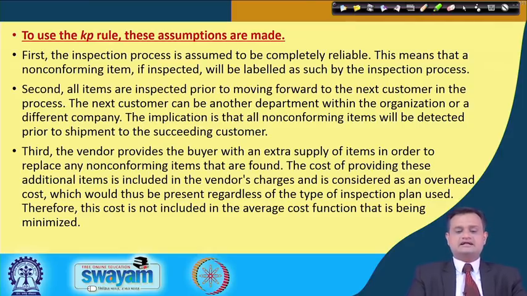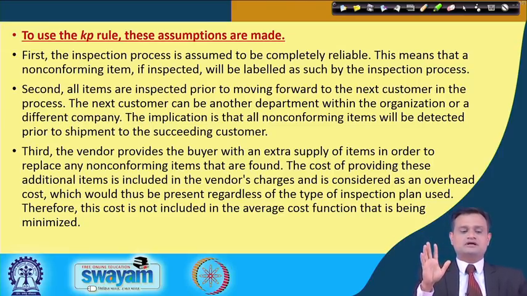The implication is that all non-conforming items will be detected prior to shipment to the succeeding customer, whether internal or external. And the third important point is that the vendor provides the buyer with an extra supply of items in order to replace any non-conforming items that are found, and the cost of providing this additional item in place of the non-conforming item is included in the vendor's charges and is considered as an overhead. Therefore the cost is included in the average cost function that is being minimized.